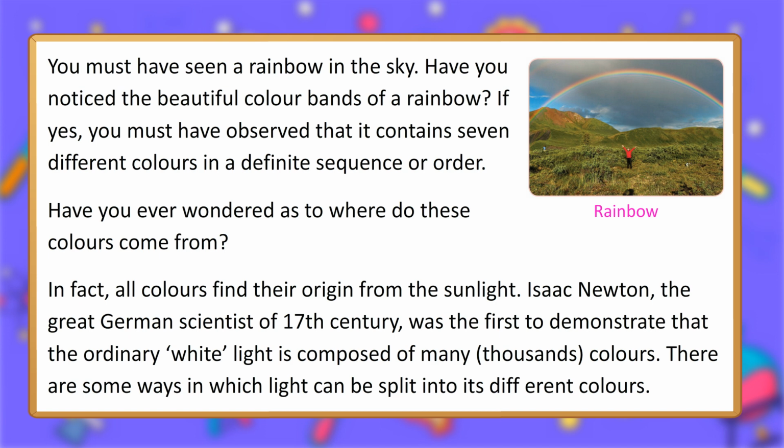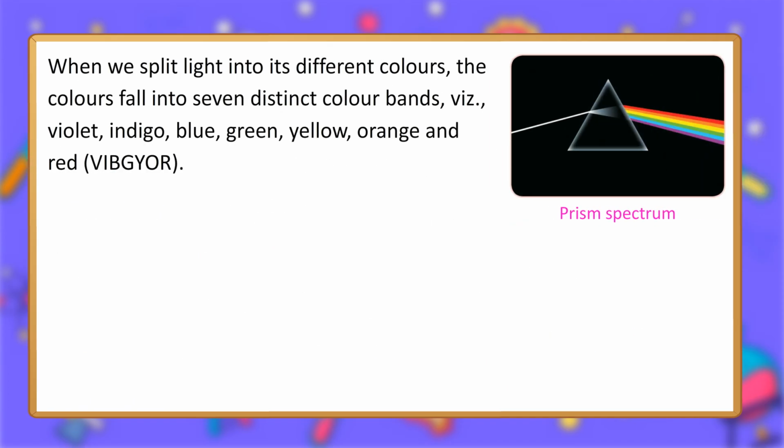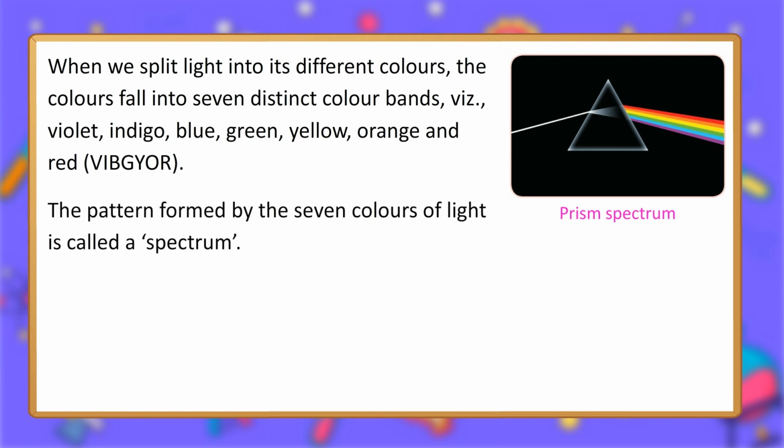Isaac Newton, the great English scientist of the 17th century, was the first to demonstrate that ordinary white light is composed of many colors. There are some ways in which light can be split into its different colors. When we split light, the colors fall into 7 distinct color bands, viz., violet, indigo, blue, green, yellow, orange and red, VIBGYOR. The pattern formed by the 7 colors of light is called a spectrum.